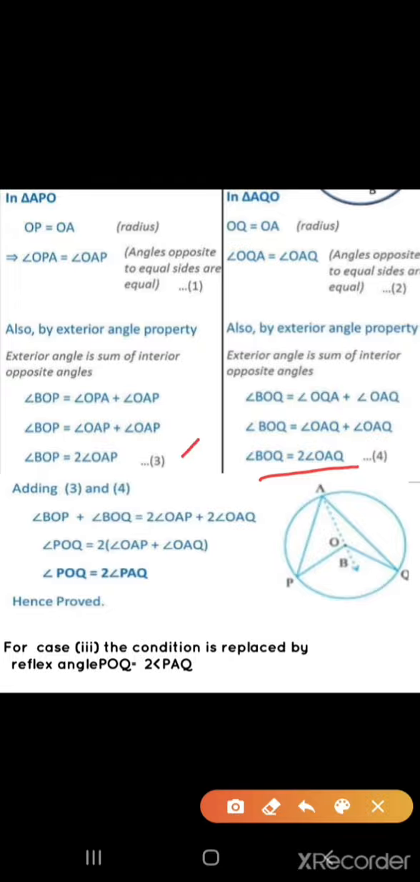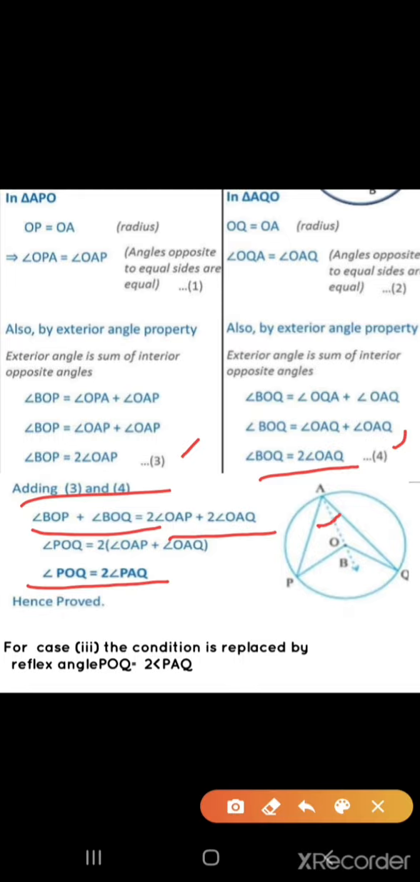Then if you add 3 and 4, the left side is BOP plus BOQ and the right side is 2 times angle OAP plus OAQ. And what is angle OAP plus OAQ? This big angle is angle PAQ. So rewrite that: angle POQ equals 2 times angle PAQ.